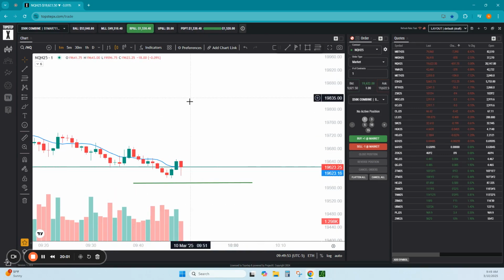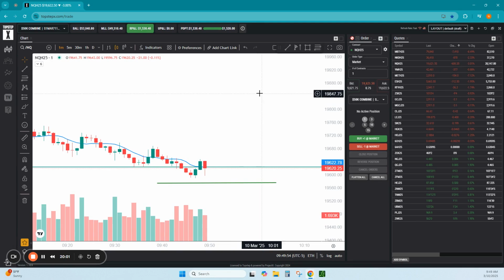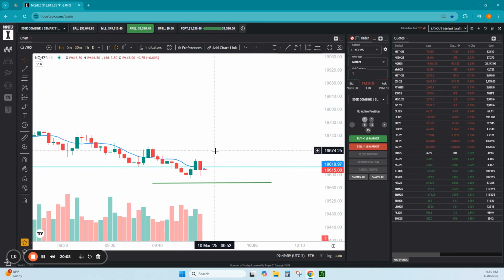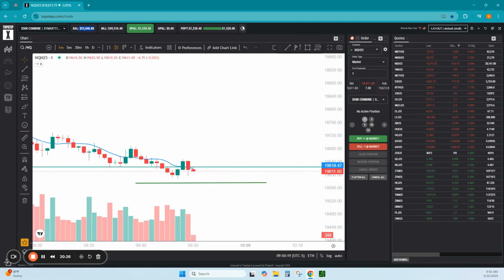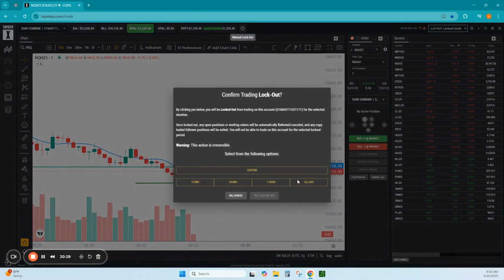So that order was filled automatically. My exit on that, because I have automatic profit targets on TopStep trading combines. So this one just passed 53.40. So that trade exited automatically there. Just gonna lock this now.